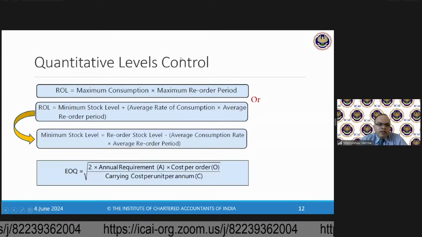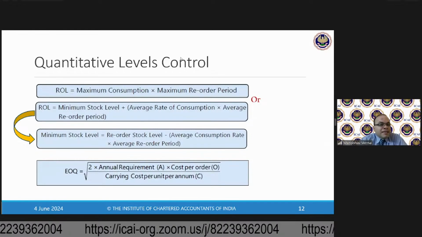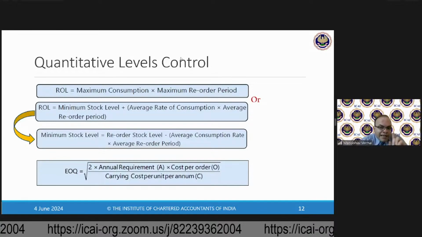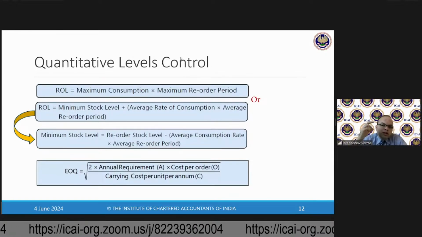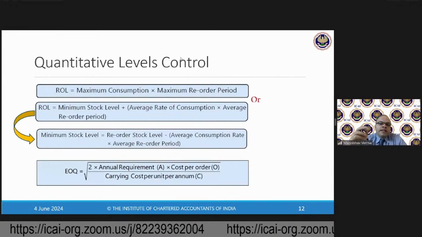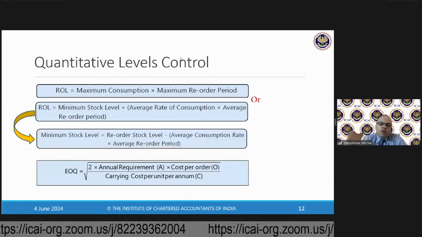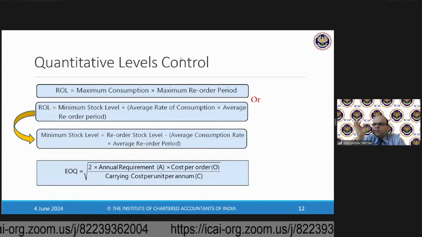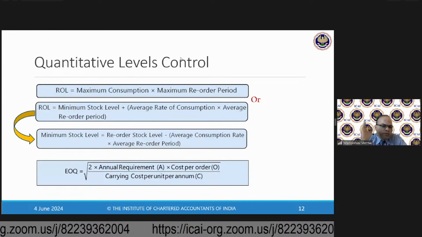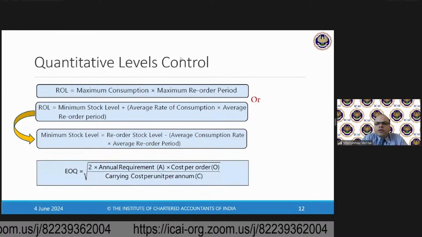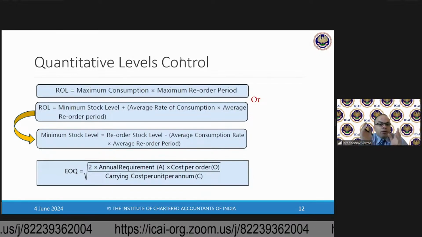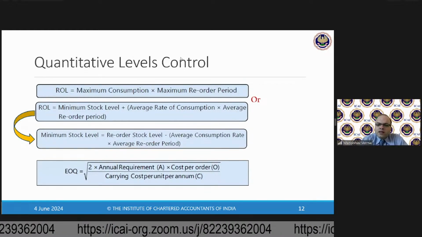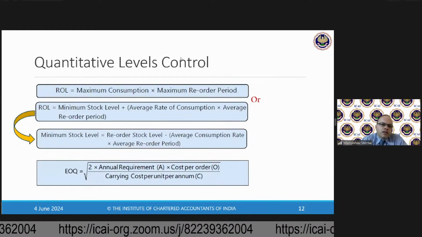One formula for the reorder level is maximum consumption into maximum reorder period. The idea for this level is that you want to ensure that a material order is received before any stockout happens. There is always a sufficient quantity in hand to cover normal and abnormal consumption requirements. What is maximum consumption here? Maximum consumption at peak production capacity. Maximum reorder period is the maximum time you would have analyzed to get the order from your vendors.